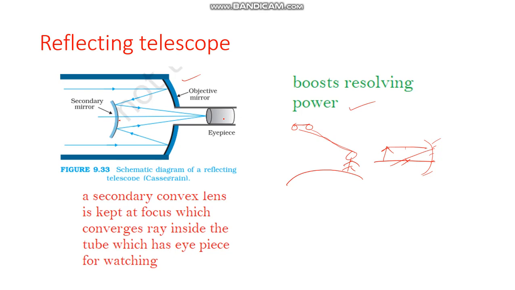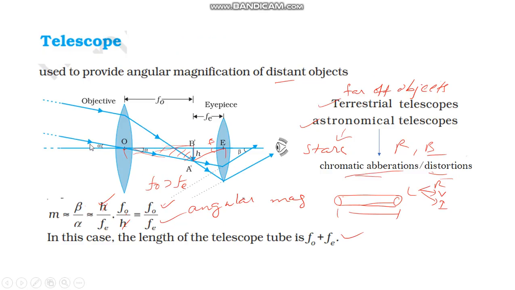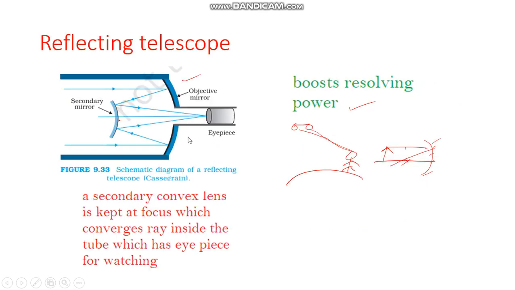Because basically if you see this formula, magnification is how much? fo by fe. Fo by fe, if you keep on increasing, you get more magnification, but there is a limit. You cannot go beyond a certain point. So for that purpose, they have discovered this type of a telescope.